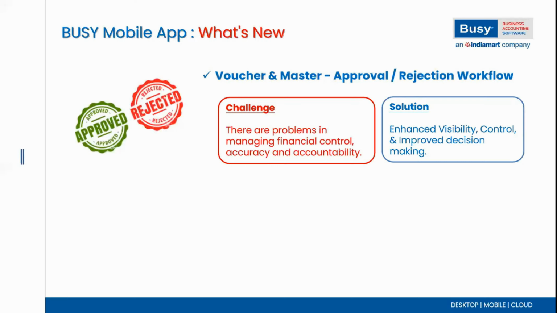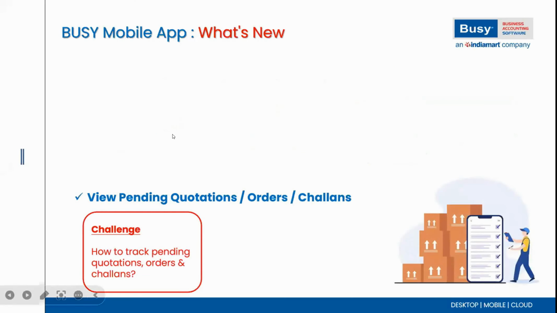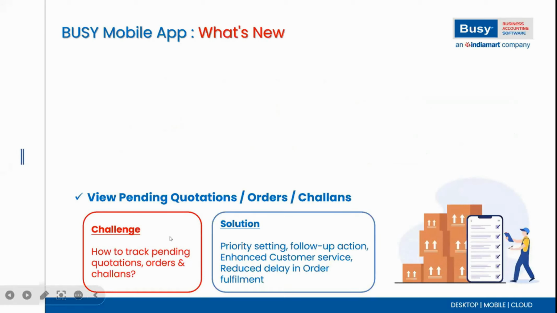some more functionality. We have made the provision to view pending quotations, orders, and challans. Earlier, we didn't have this functionality, because the user was wondering how to track pending quotation, order, and challan information. If they wanted to see it by report, they had to contact the office person or check the Busy application only. But now we have made the provision to view it on our mobile phone very easily. The priorities of this functionality are priority setting, call to action, enhanced customer service, and reduced delay in order fulfillment. This is the main reason we made this provision.